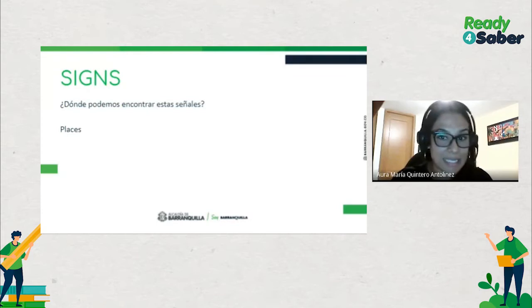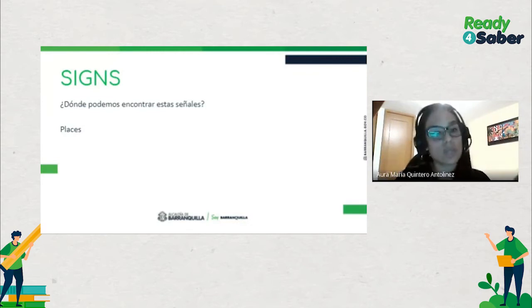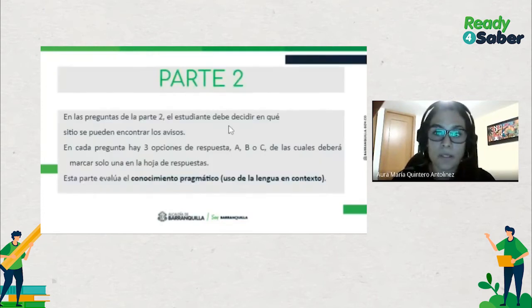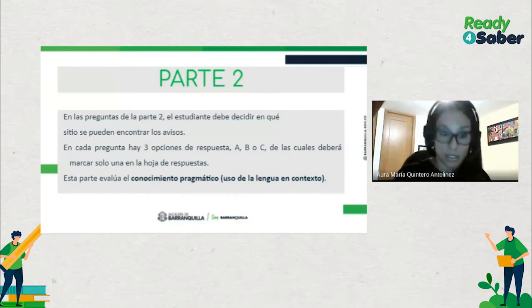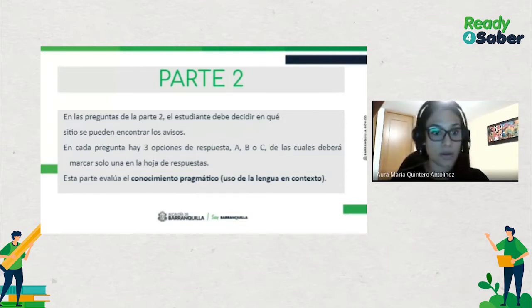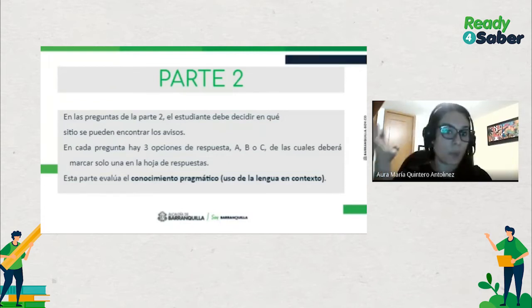Okay, so where can we find these signs? In places, right? In places, we find these signs. All right. So the penguins, the slippery road, the restaurant, right? Strong winds, maybe at the beach. So those are signs that you can find in different places, right? So in this second part of the test, the English component, what you guys have to do is to decide in which places you can find the signs, right? So for example, this one about strong winds, you know, the palm tree, etc., maybe at the beach, right?